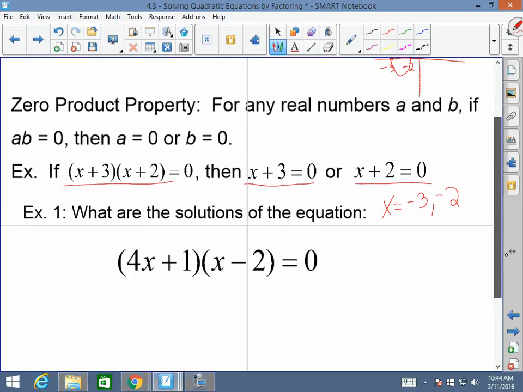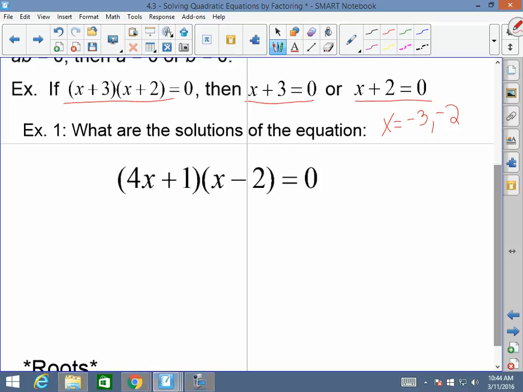Okay, so the first skill we're just going to practice is using the zero product property. Let's say that I have this factored function. I want to find my solutions, or my zeros I can say, or my roots, or my x-intercepts. So I'm literally going to set 4x plus 1 equal to 0, and x minus 2 equal to 0, and I'm going to get x equals -1/4, and x equals 2.